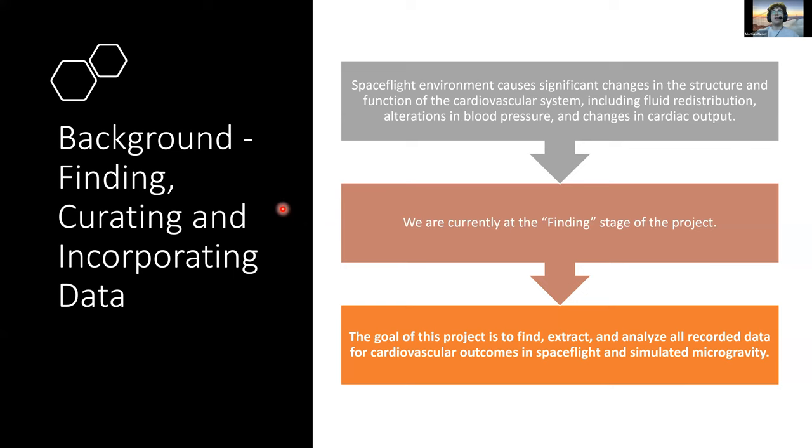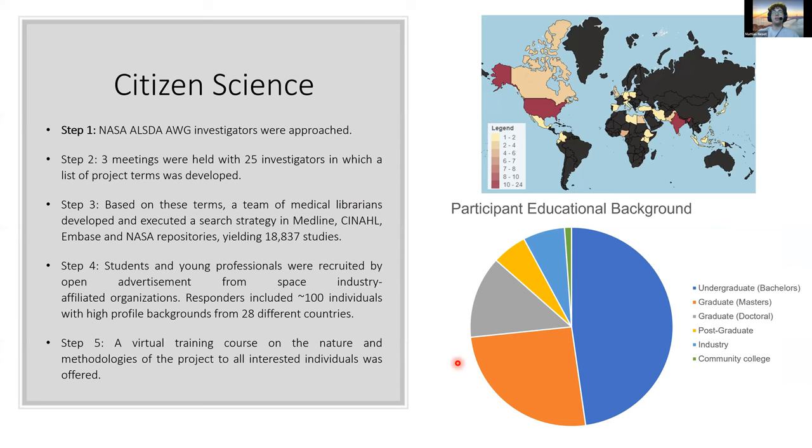Now, extending this bone outcomes analysis, we know that the spaceflight environment causes significant changes in the structure and function of the cardiovascular system. Going back to what I mentioned earlier about the need to find, curate, and incorporate legacy data into open databases, regarding my project right now, we are currently in the finding stage. Consequently, our overall goal is to find, extract, and analyze all the recorded data for cardiovascular outcomes in spaceflight and simulated microgravity. To do this, we took a multi-step citizen science approach.